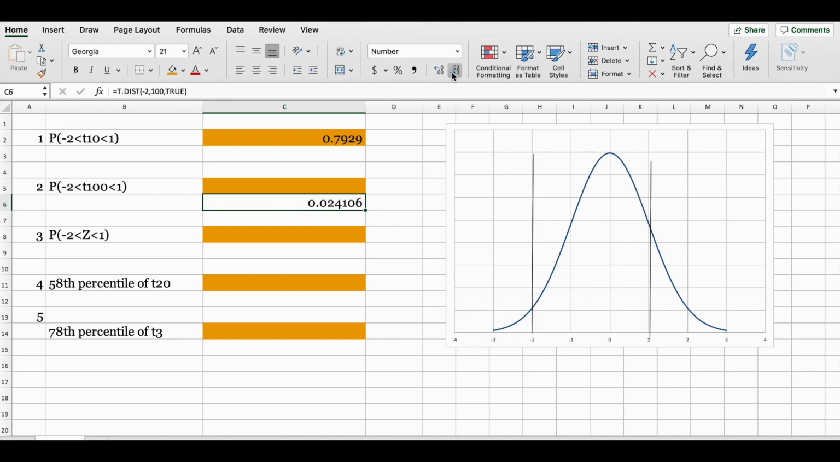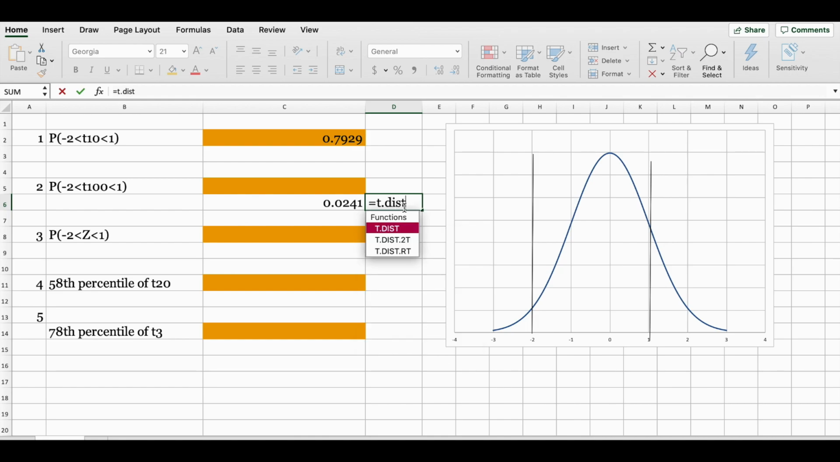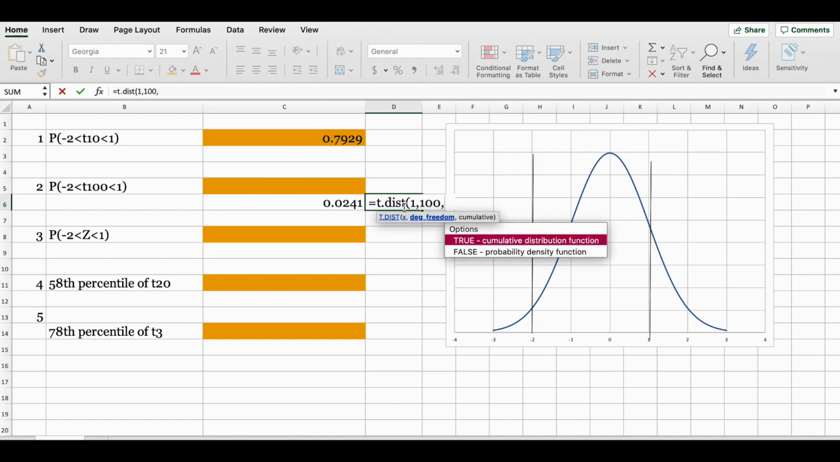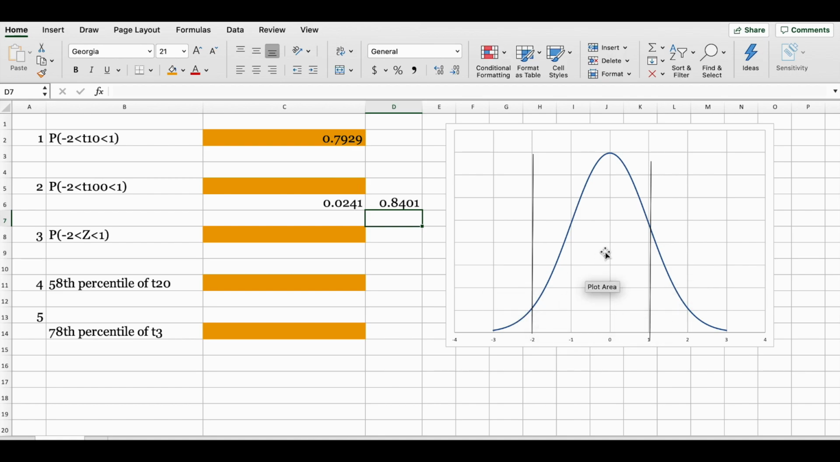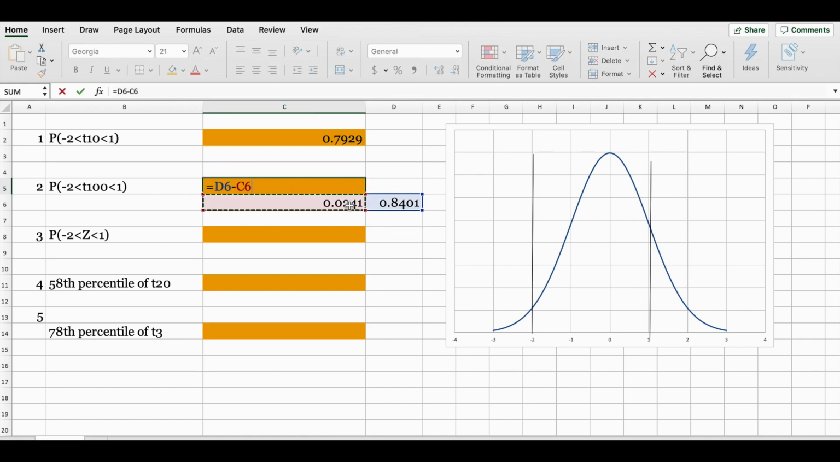Next, we are going to find the probability on the left side of 1. So again, t.dist function, x is 1, degree of freedom is 100, and still using the cumulative distribution. Now, to find the area between these two lines, or these two x values, we are going to subtract the probabilities from one another. So the probability between -2 and +1 for t with 100 degrees of freedom is 0.8160.